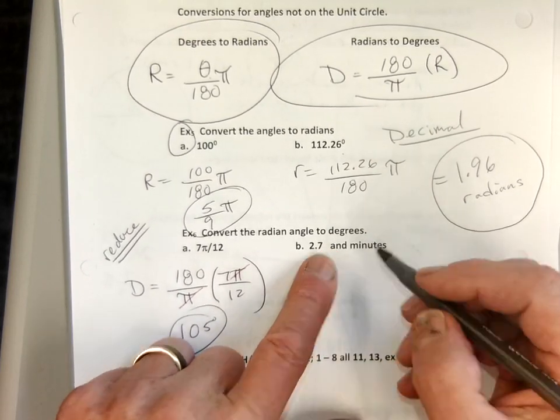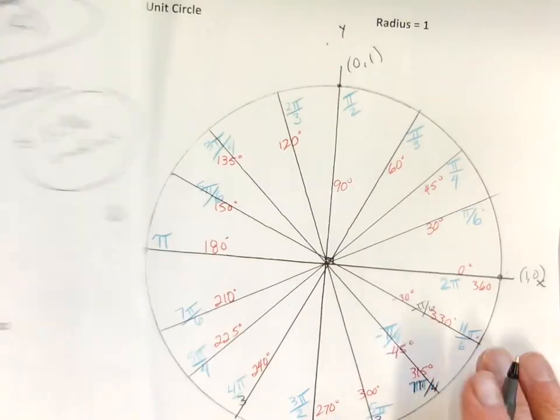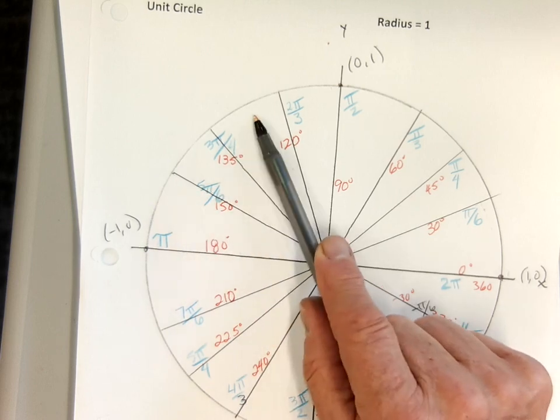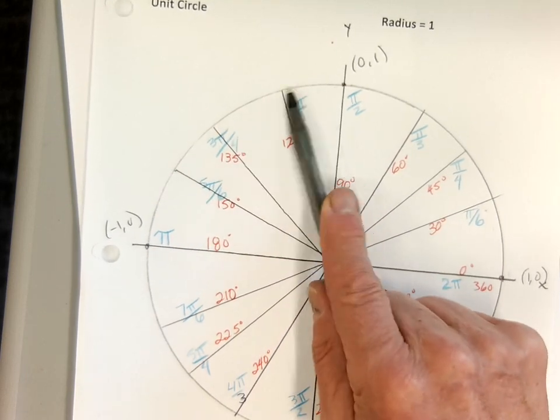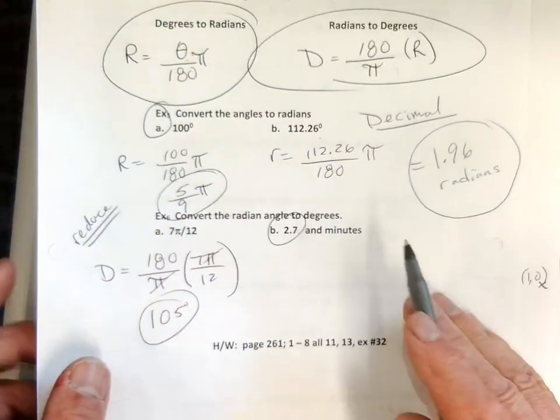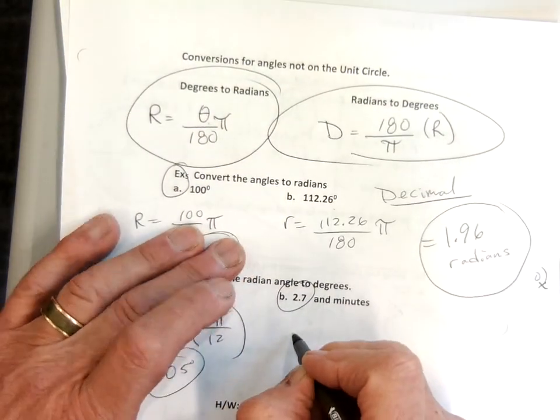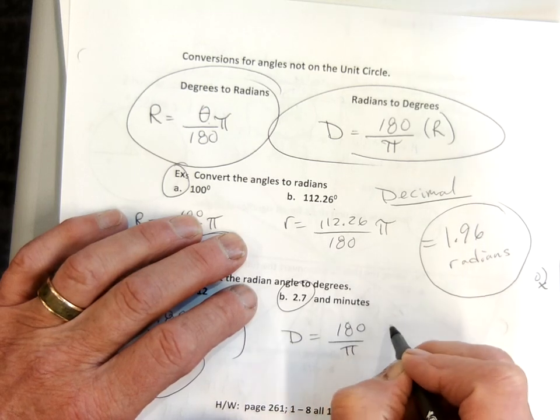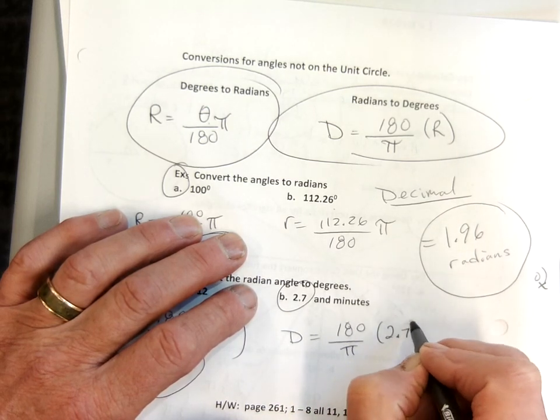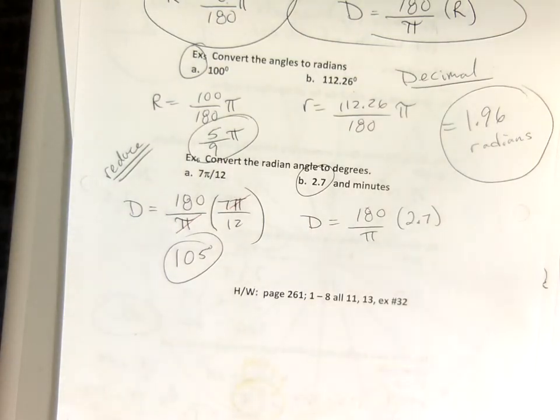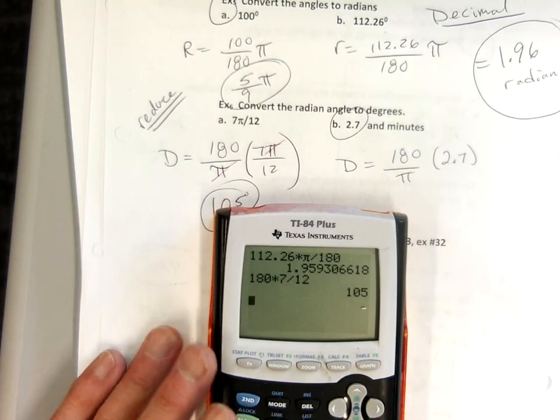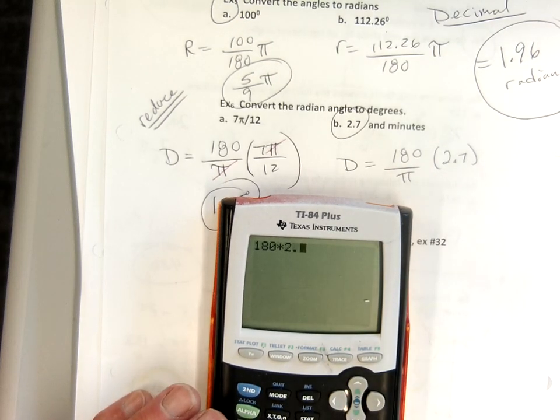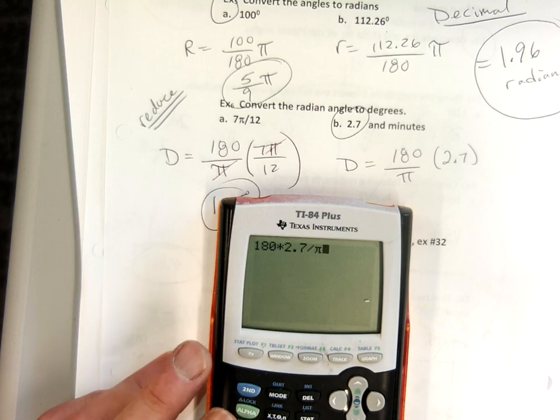How am I doing? Now, 2.7, that's an angle. 2.7 is somewhere in here. It's got to be, if that's 3.14. You with me? I don't know what the angle is, but let's find out. So I'm going to take my 2.7. My degree is going to be 180 divided by pi times 2.7. Now, pi's won't cancel. I'm just going to use my calculator and get a decimal answer. I'm going to go 180 times 2.7, divide that by pi, and I get this answer.